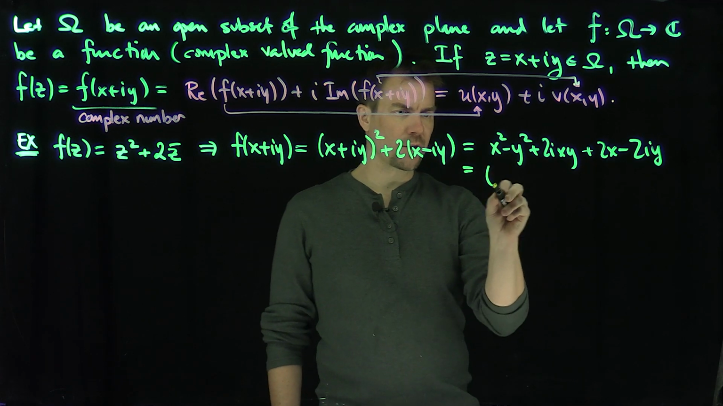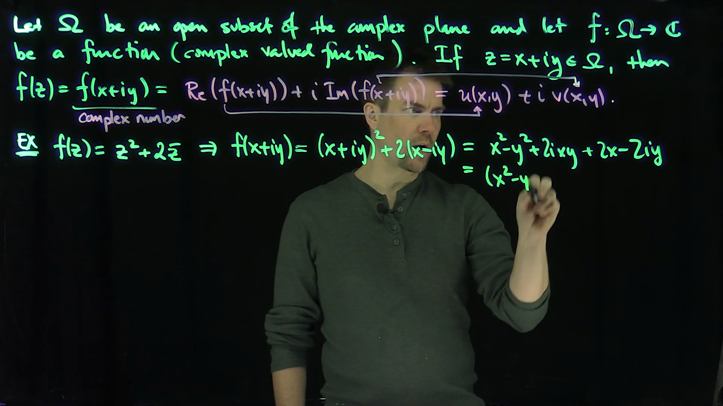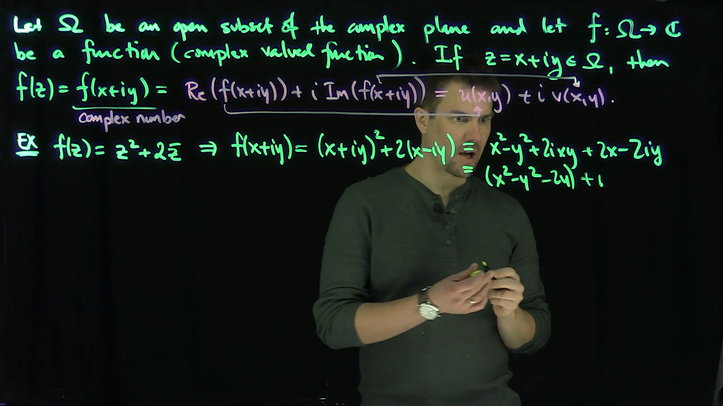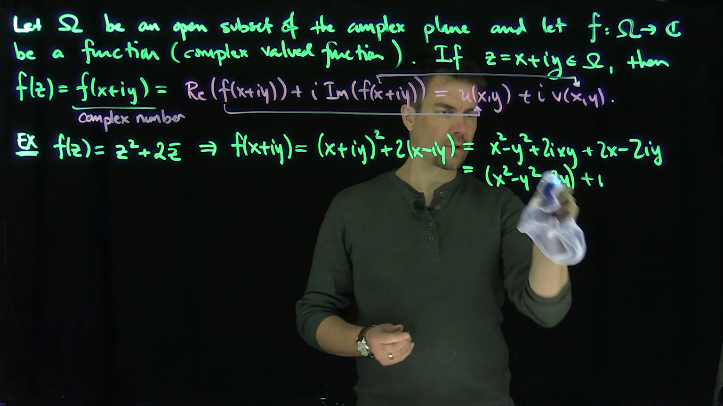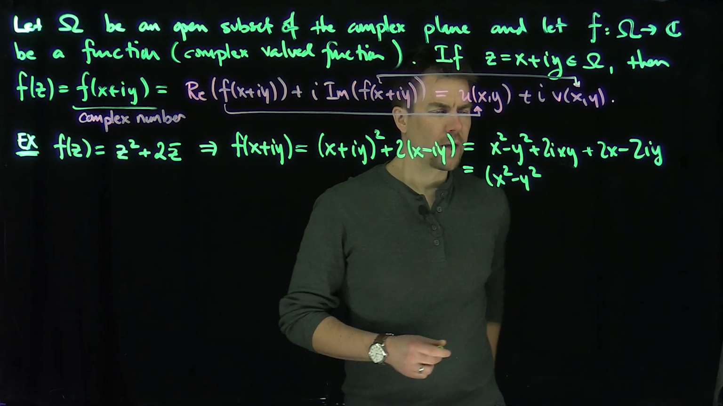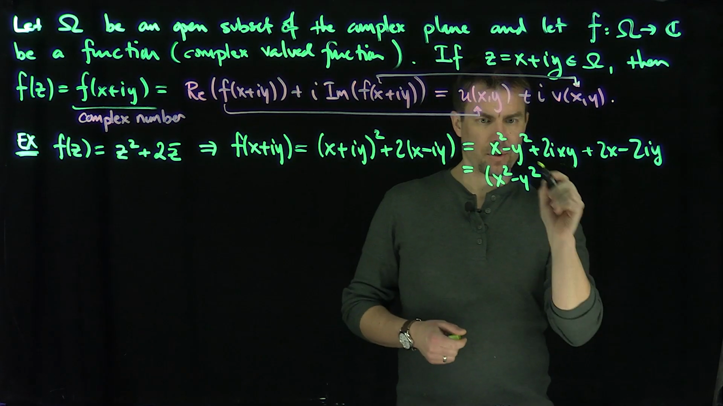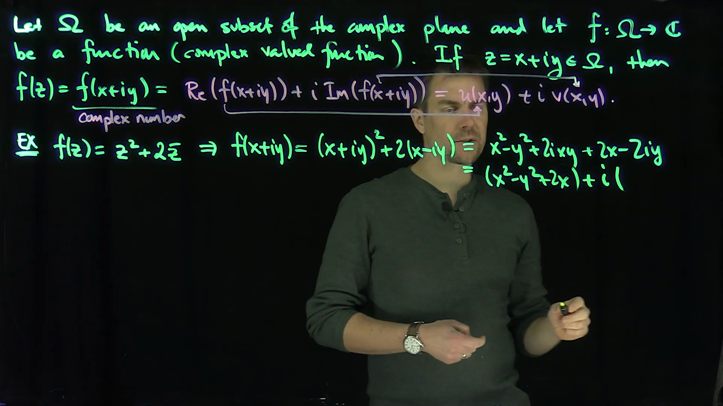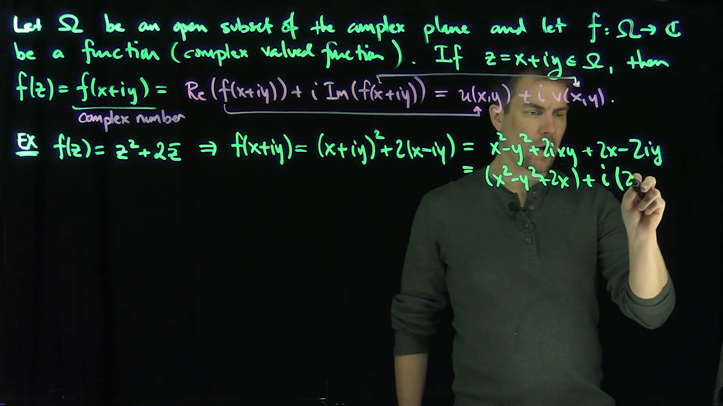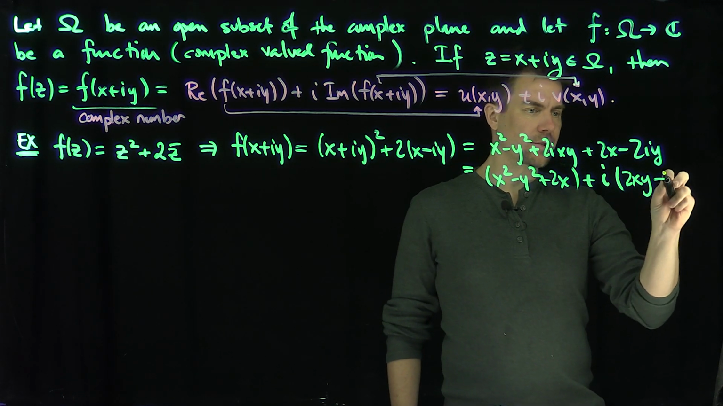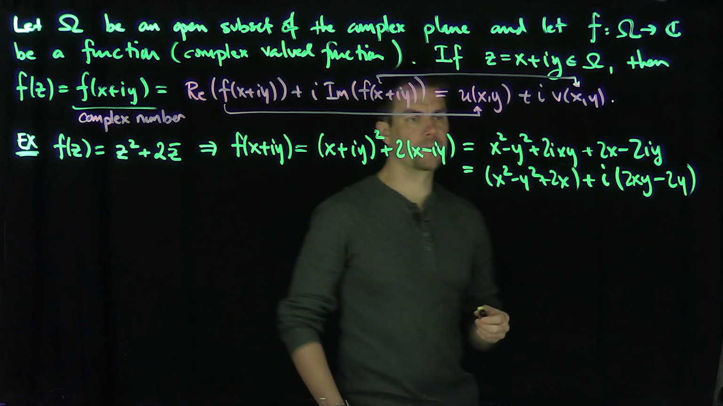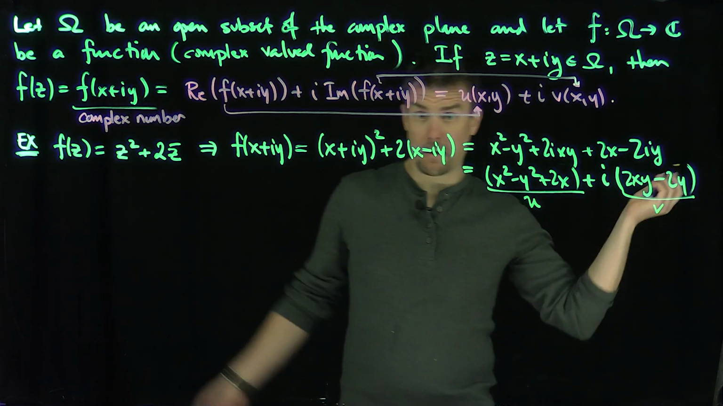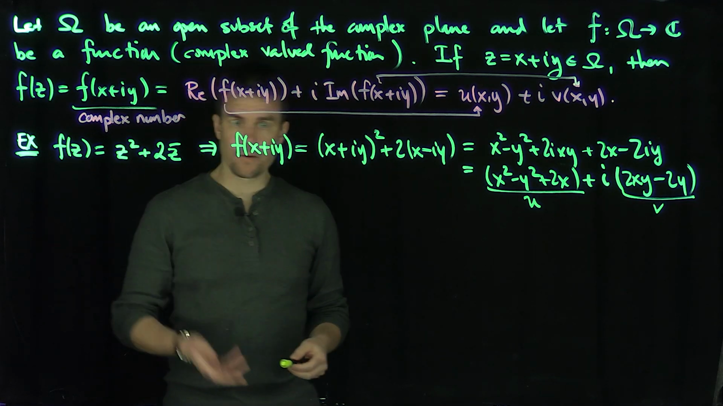And so if we gather the real and imaginary terms, it's going to be x squared minus y squared plus 2x. Whoops, excuse me, that's not quite right at first; let's figure that out. X squared minus y squared, and then plus 2x. Great. And then i times 2xy minus 2y over there. Beautiful. In other words, this over here is going to be my u, and that's going to be my v. Easy enough. So that's a complex valued function.